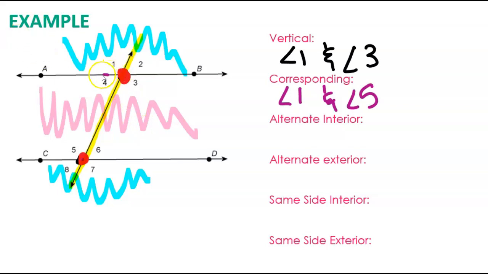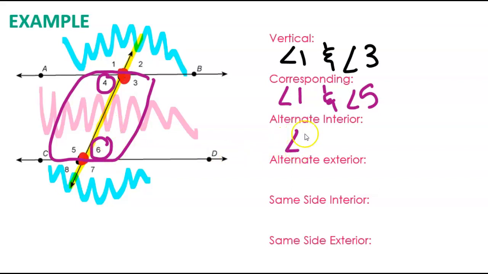So alternate would be like angle 4. Okay, so angle 4 is on that left-hand side. Remember, we only care about these because they're on the inside. So angle 4, and we come down to the other intersection, and it'd be angle 6. So angle 4 and angle 6. The other pair would be angle 3 and angle 5.